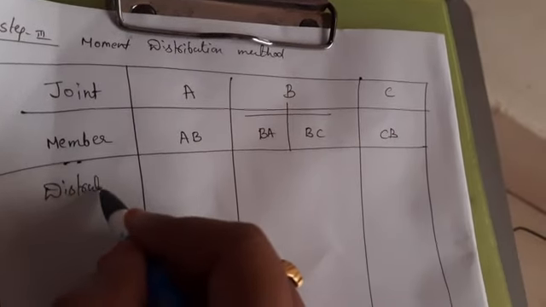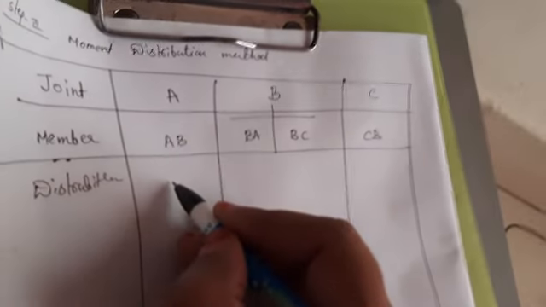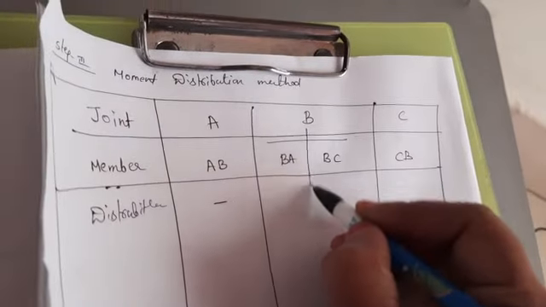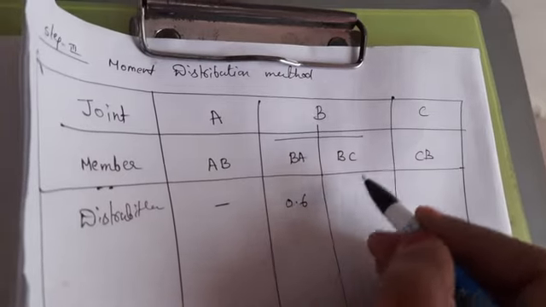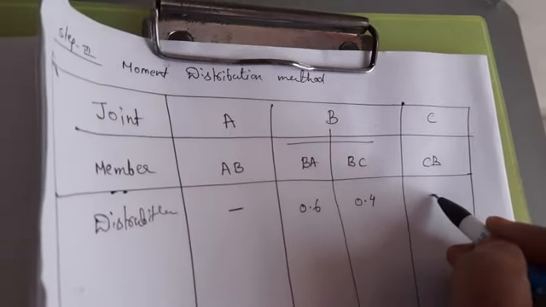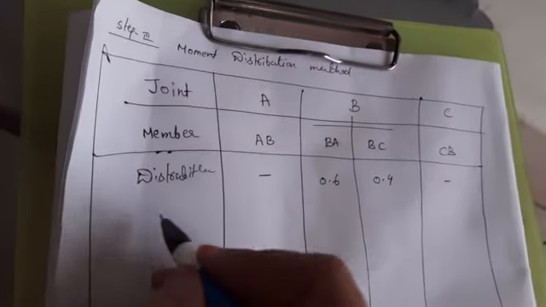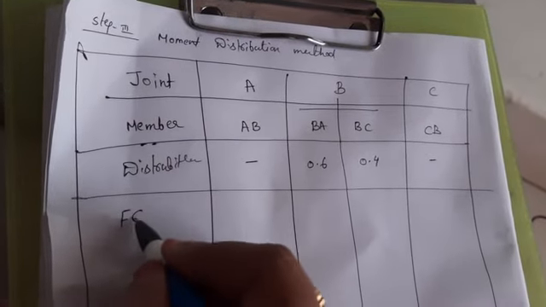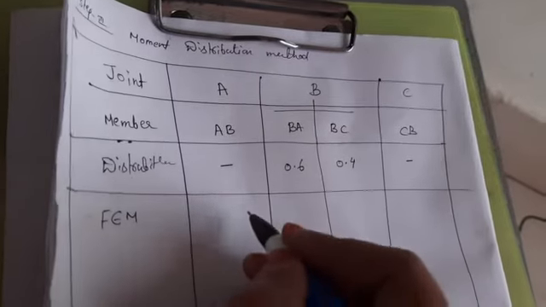Next, third one is the distribution factor. This distribution factor we calculated in step 2. Distribution factor for AB: AB is fixed, then there is no distribution here, that's why it is 0. For BA we calculated 0.6. For BC we calculated 0.4. And for CB also we don't have any values. Next one, we have to write the fixed end moments. These fixed end moments we already got in step 1.